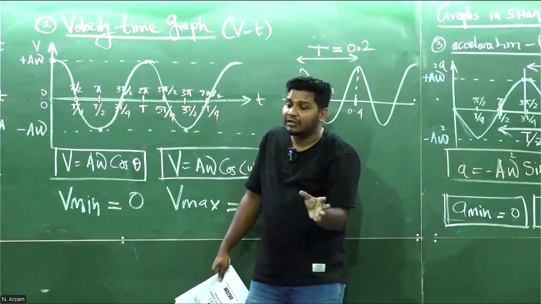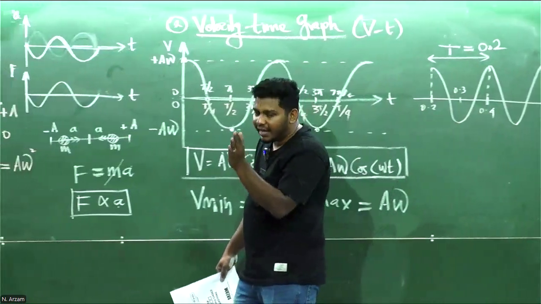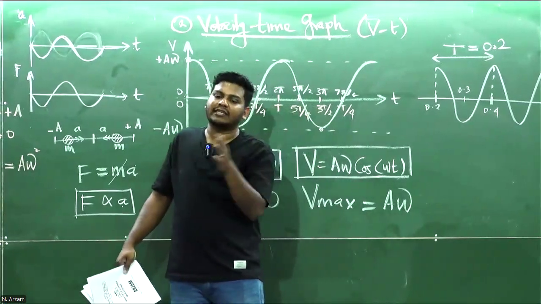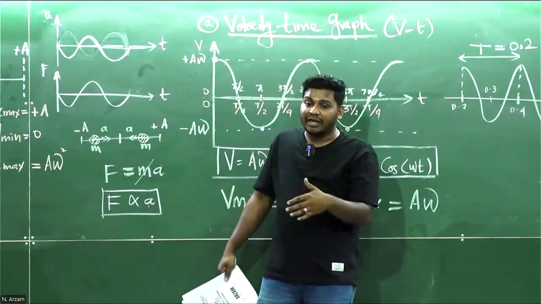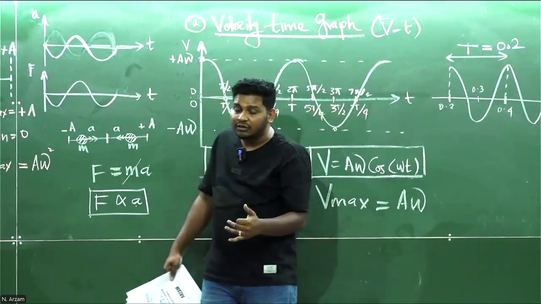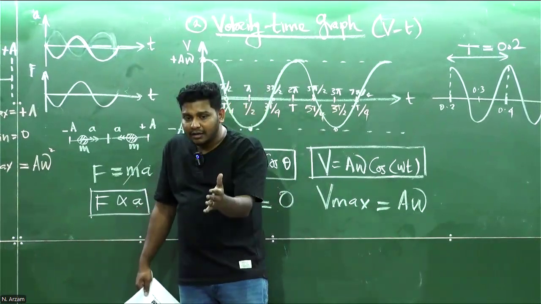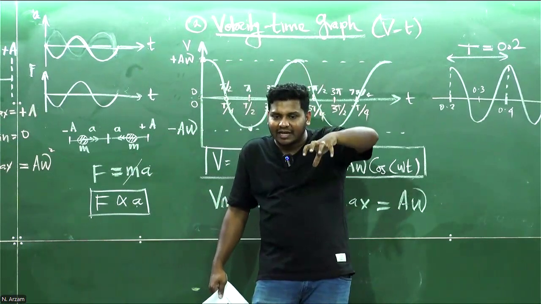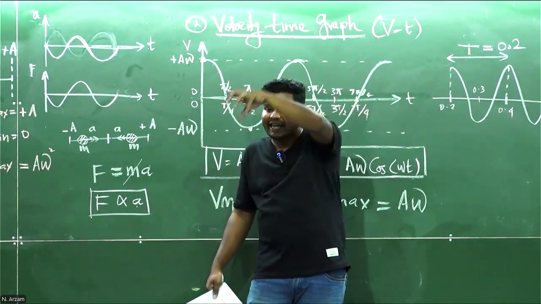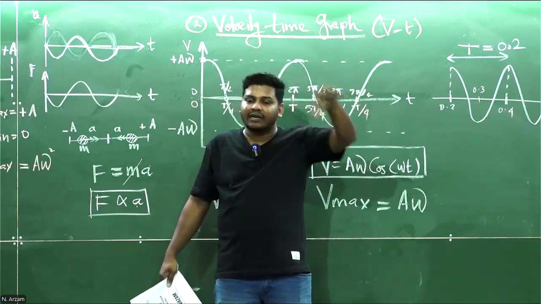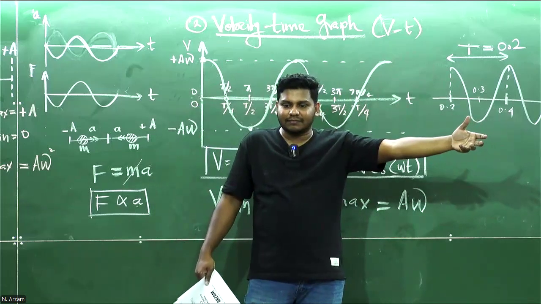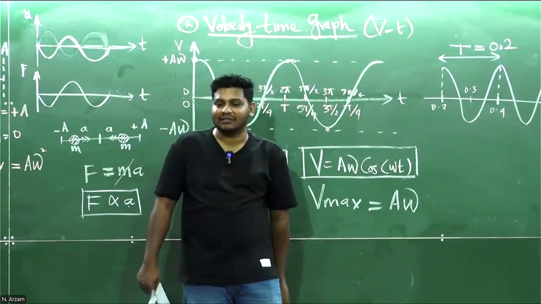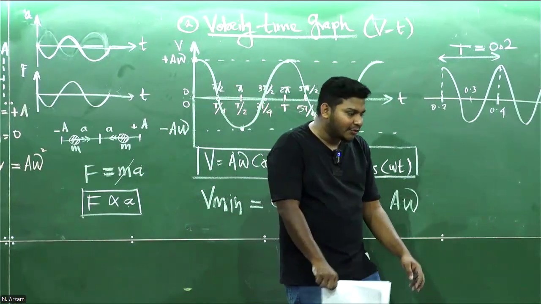And also we studied the relationship between acceleration and force. What is the relationship? F is equal to m into a. So if the mass is constant, force is proportional to acceleration. So the shape of the acceleration time or acceleration displacement graph is the same for force time and force displacement graphs. Those are the things we studied today.